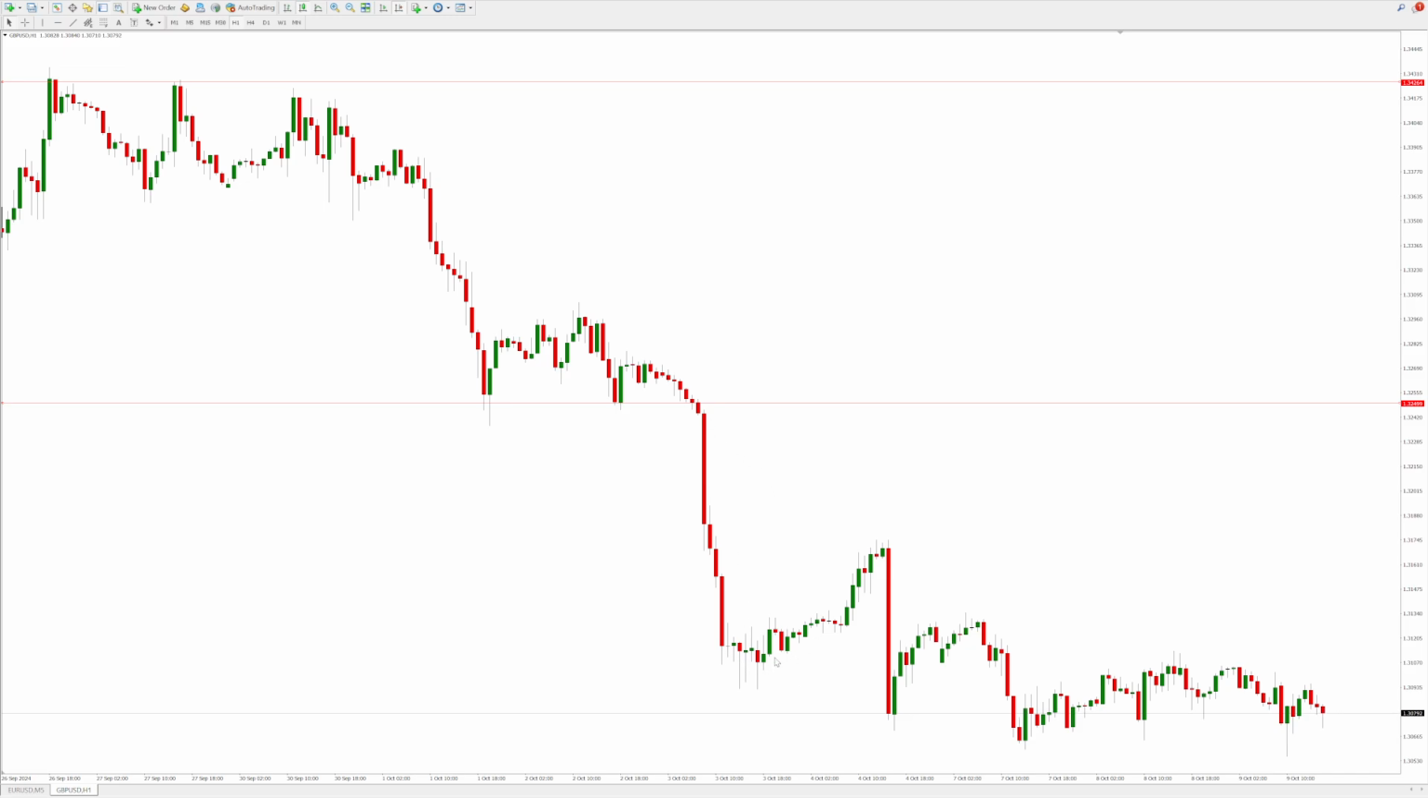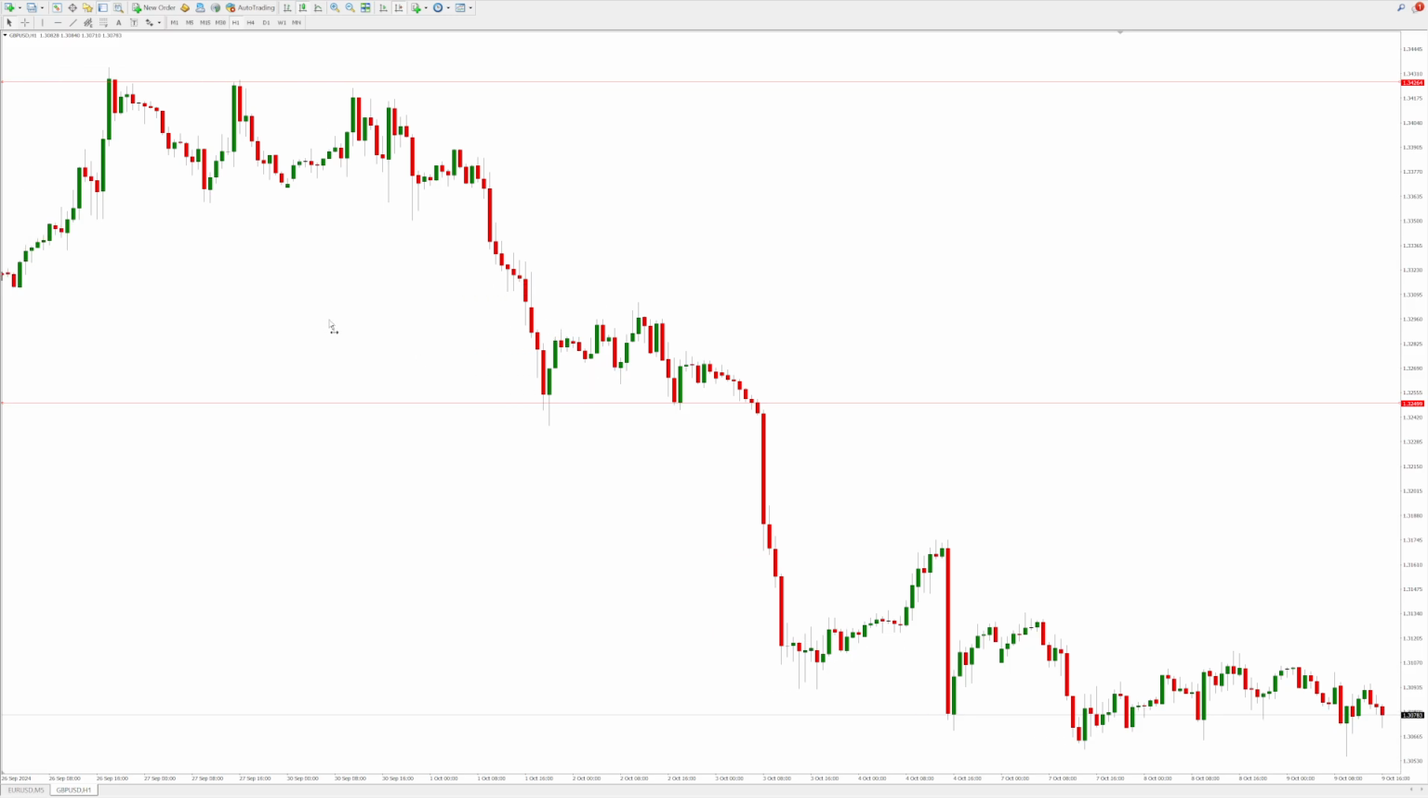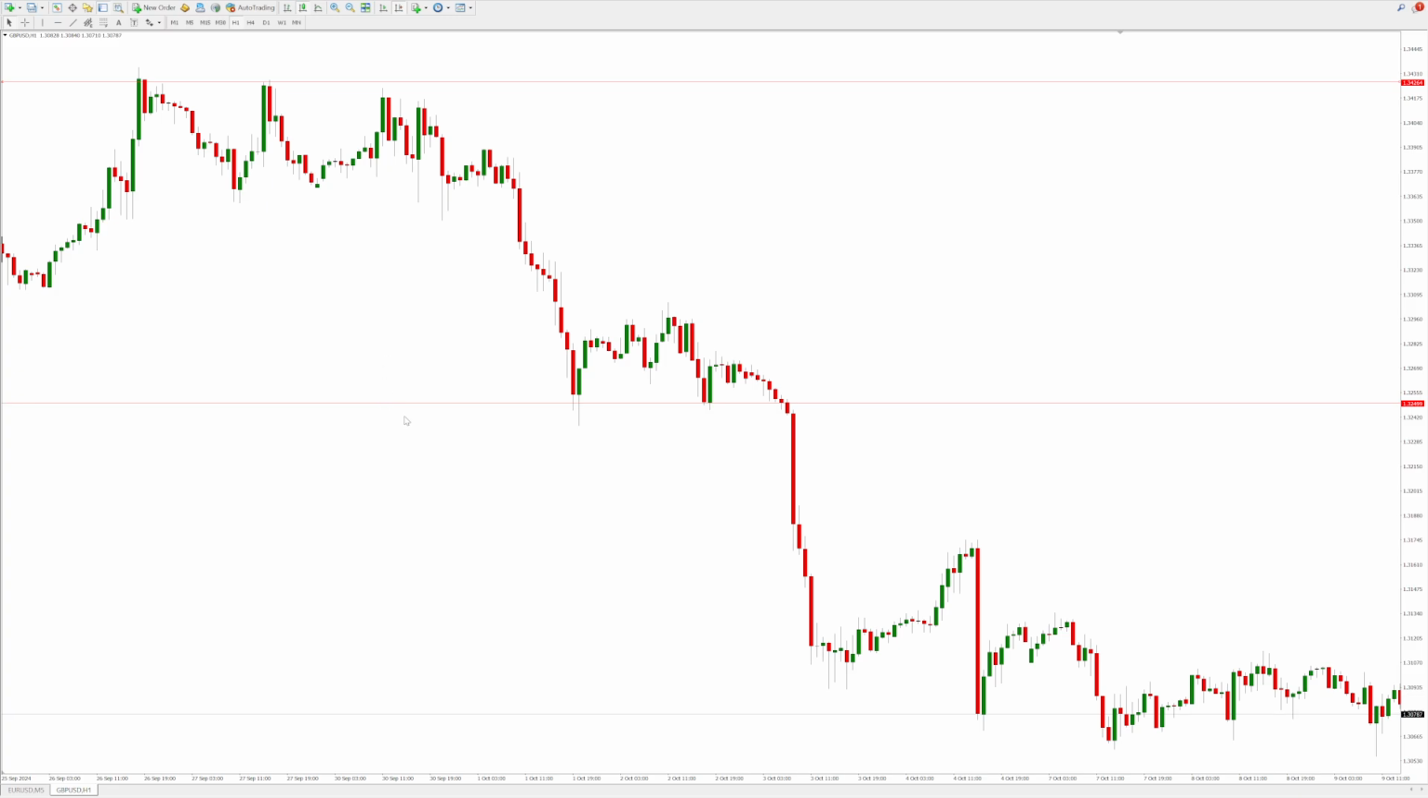I mean, when you see this price action down here, if you were in a trade right from the breakout of the neckline, let me just mark that again.